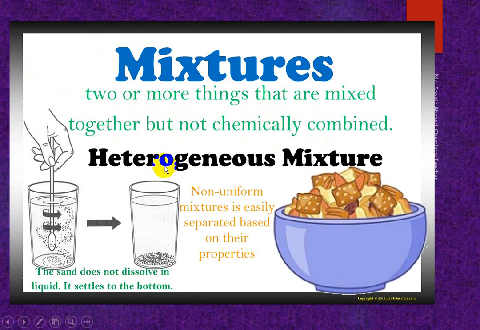A mixture is of two types, heterogeneous mixture and homogeneous mixture. In a heterogeneous mixture, all particles are not uniformly distributed, so we can separate it. This is sand and water: after stirring, after some time the sand goes down to the bottom and the water stays, and then we can separate them. These particles are not uniformly distributed. This is a heterogeneous mixture.